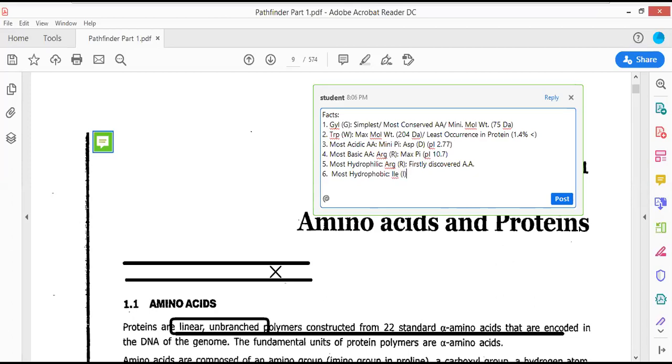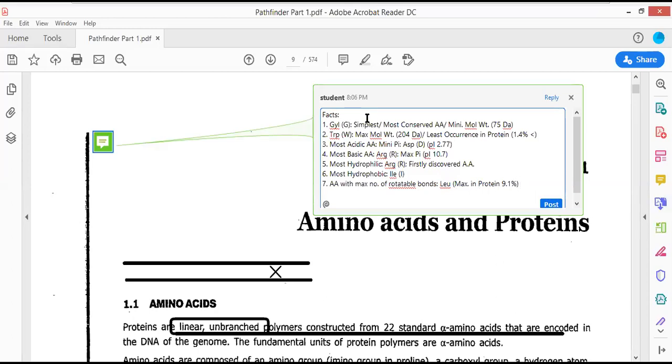Okay, this is isoleucine. And the amino acid with the maximum number of rotatable bonds is leucine. And this is the amino acid which is found maximally in protein. This amino acid is approximately 9.1% of the total protein concentration which is being found.